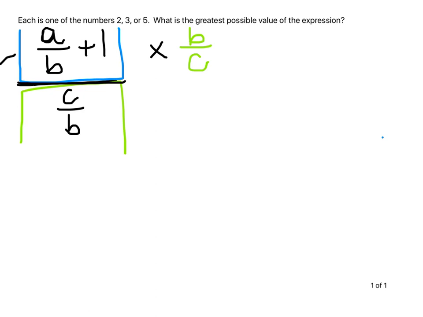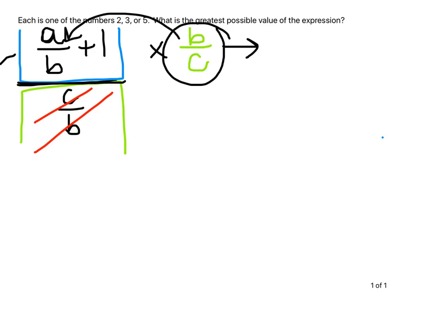So we are done with this now. And we are going to now distribute our flipped term to each part of the first half of the fraction, which would give us AB over BC plus BC.